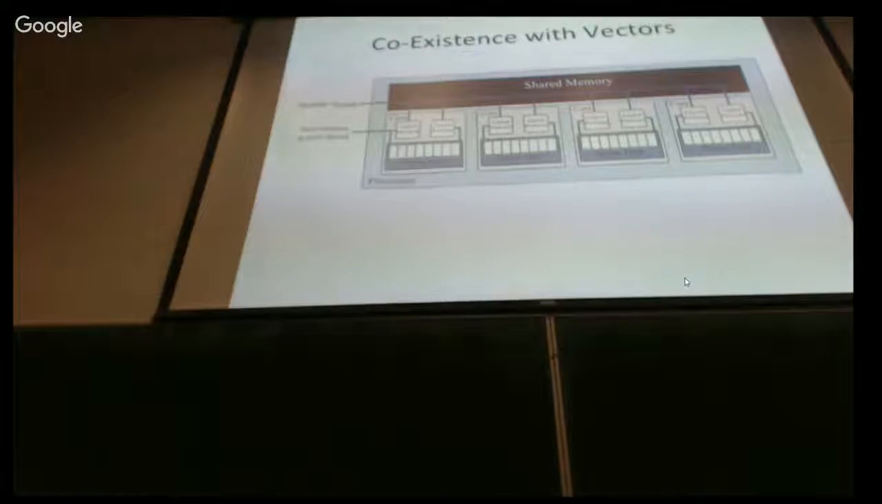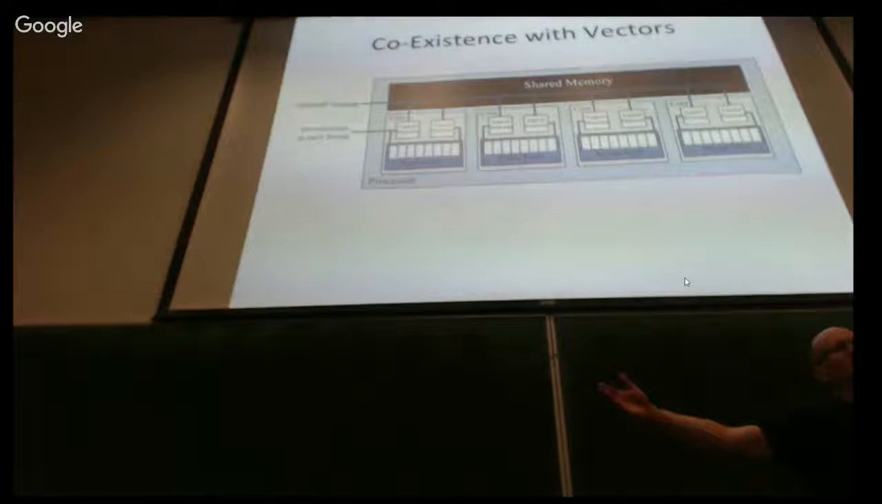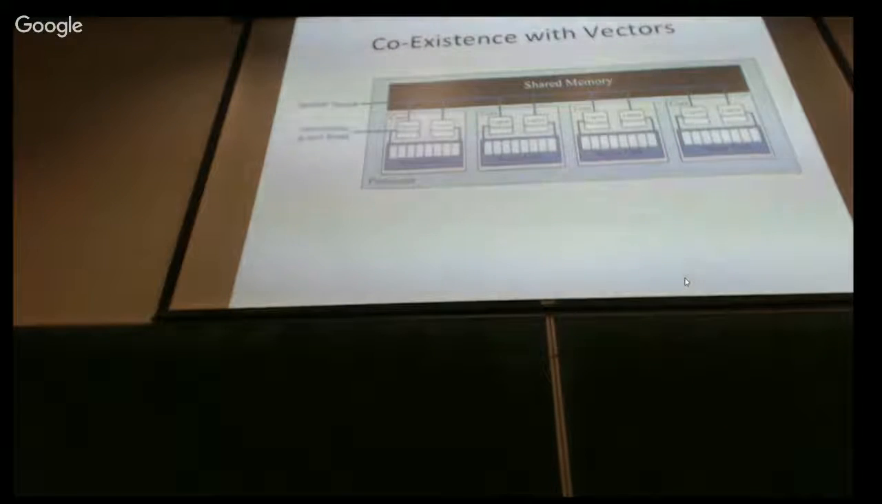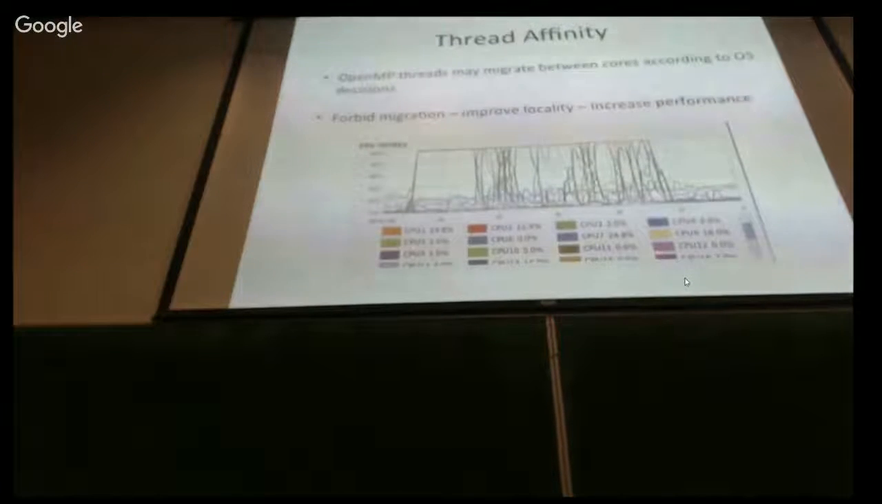Coexistence with vectors is pretty straightforward. You obviously multi-thread over the cores, your hardware threads, and you vectorize on your vector units. And now, as of OpenMP 4, you have the same programming API for targeting both. Thread affinity is usually important. Did you talk about it during the course at all? Very, very important on Xeon Phi. The Xeon Phi platform is hugely sensitive to thread affinity.